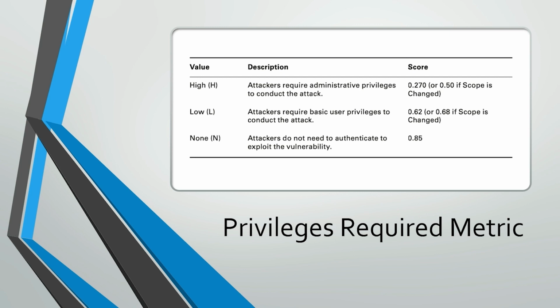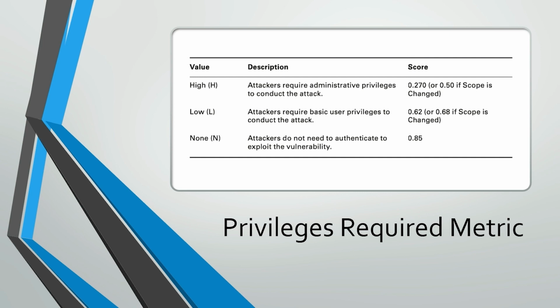Okay. Low: attackers require basic user privileges to conduct the attack. That's not that great, right? I need low privileges, and then none. Attackers do not need to authenticate to exploit the vulnerability. That's the highest level. Okay. That's like scanning. That's like doing your Nmap scan or your Nessus scan. And maybe you find a vulnerable old Apache Tomcat server and then you run an attack for it and boom, you've got access at the root level to it. Okay. See why that's so high?